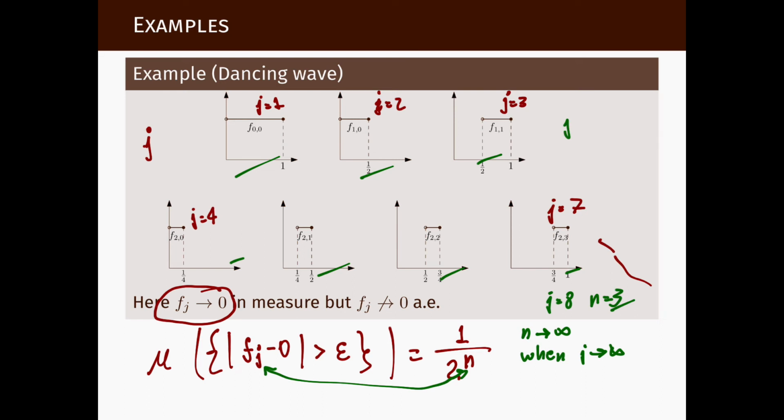In fact, each time j is equal to 2 to some number m, that's when n will change, from m minus 1 to m. So it's increasing slowly, but it's increasing and it's going to infinity. So the only point here is that in this 2 to the n, the n depends on j. And when j tends to infinity, this will tend to 0. So this is to check that it does converge to 0 in measure.